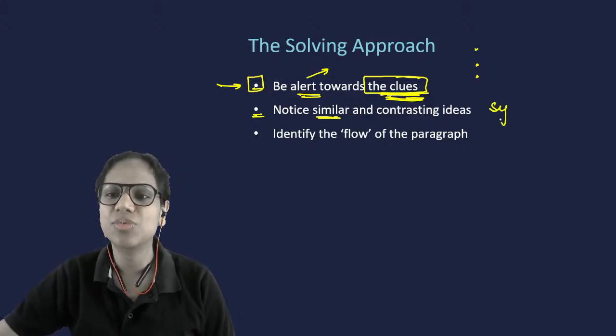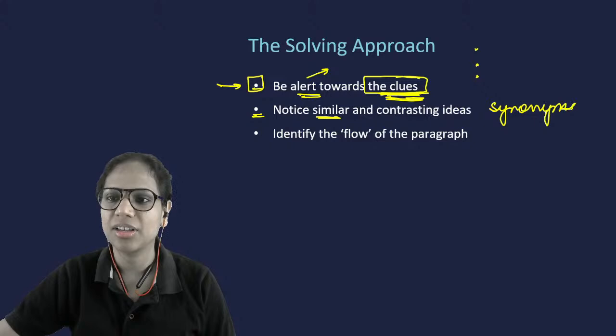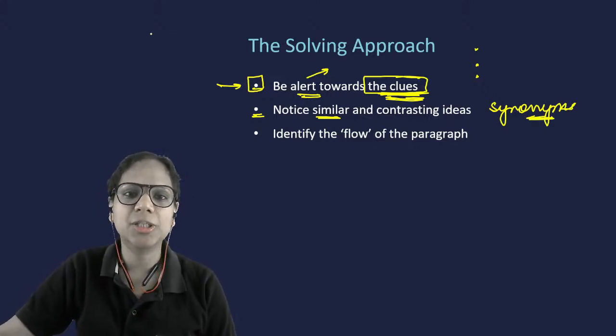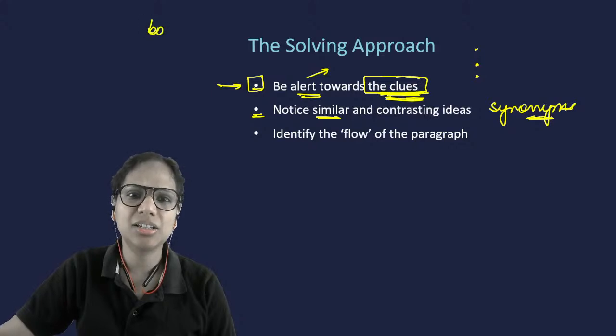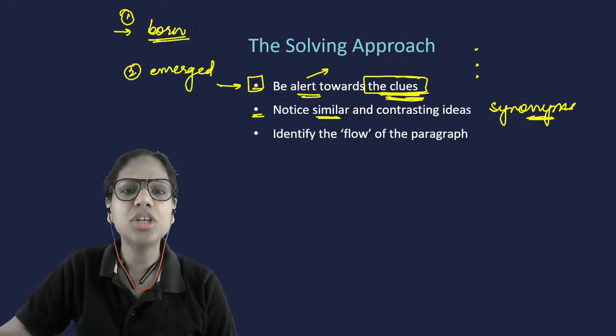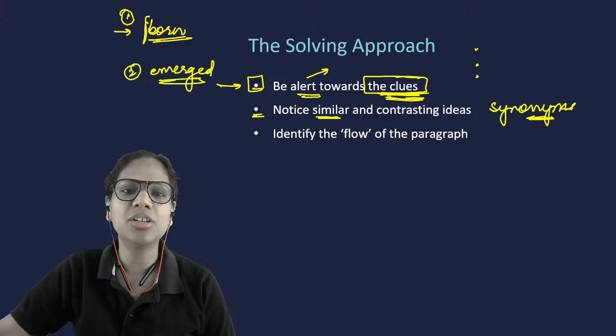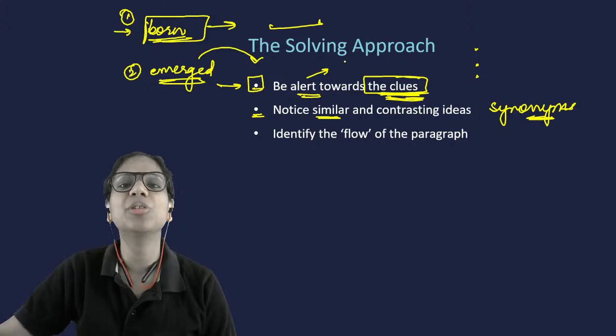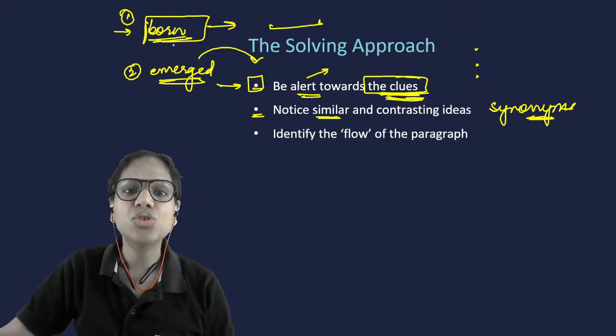Let's say some synonyms are there. Yesterday I was doing this question with some students, and we had "born" as a word in one of the sentences and "emerged" as a word in another sentence. I showed them the connection: here we introduced that this was born on so and so date, and then how this concept emerged popular, right? So there is a connection because of these similar words.